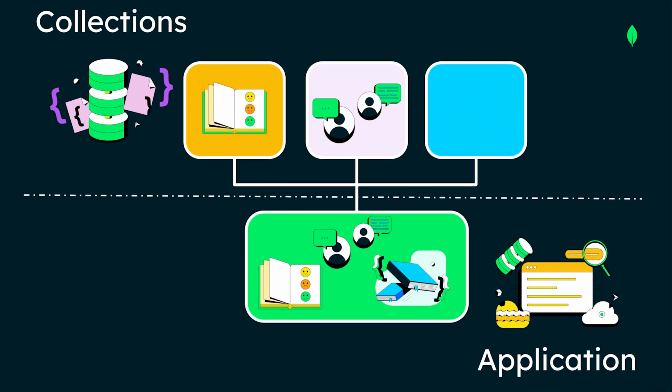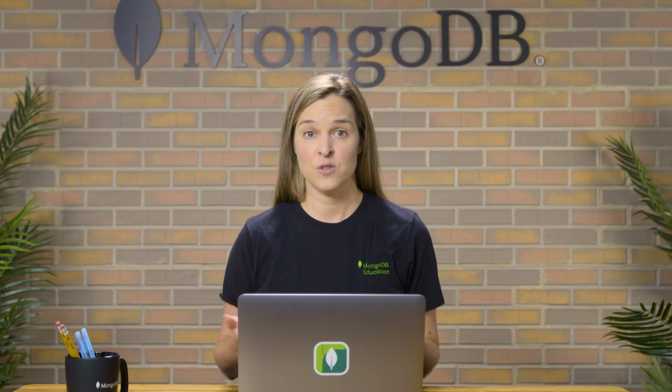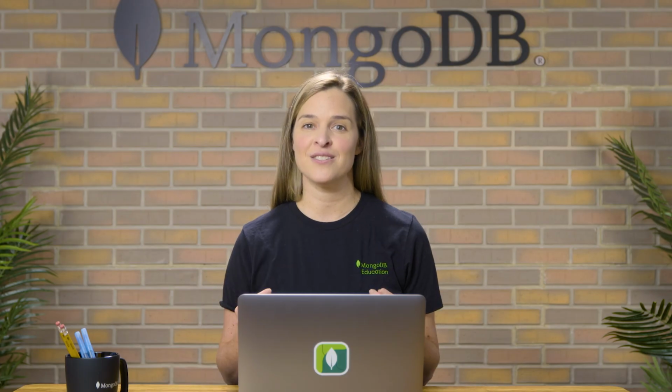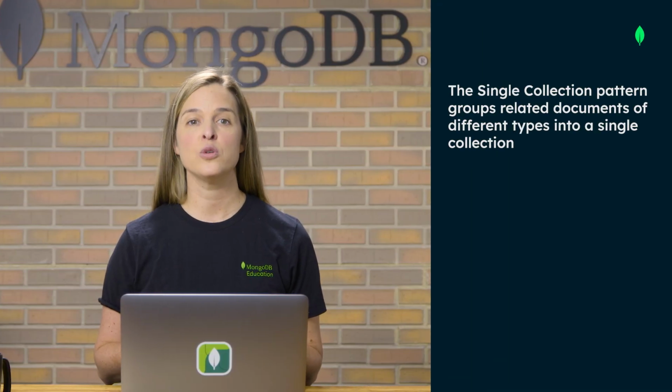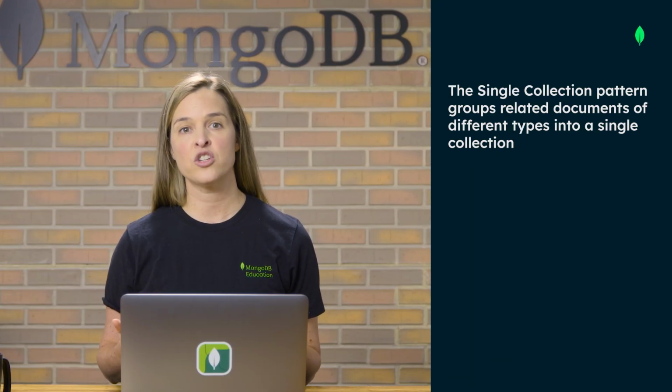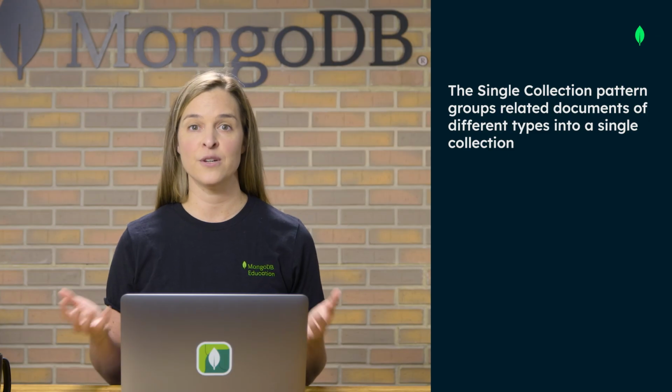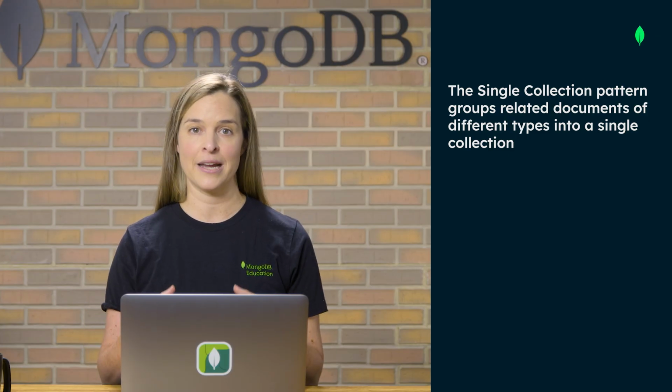However, storing these entities in different collections can impact performance, since we'll need to use expensive $lookup operations or multiple queries to retrieve the data. So what do we do? In this case, the single collection pattern is a solution to consider. The single collection pattern groups related documents of different types into a single collection.